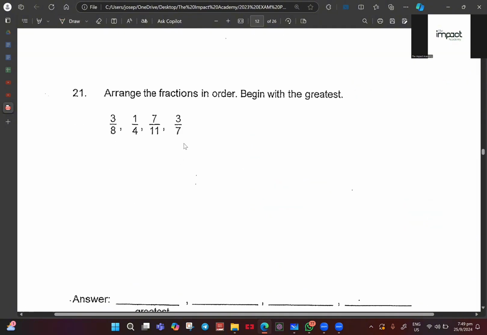Now the next question is very important also. This is under fractions. All of you say fractions. This is called ordering and comparing fractions.